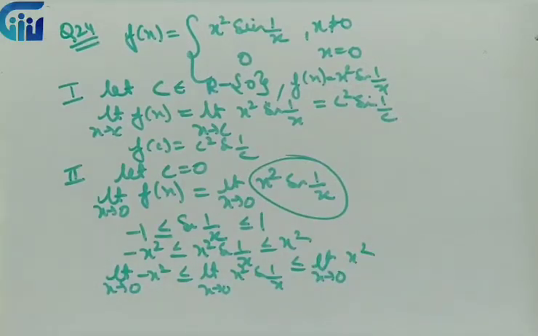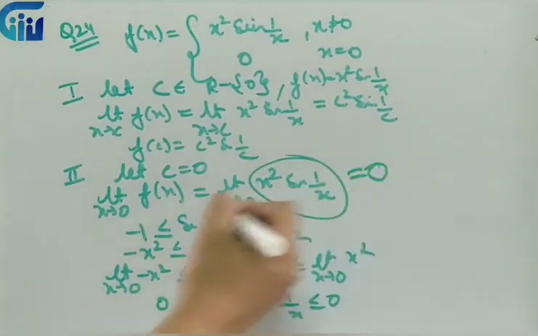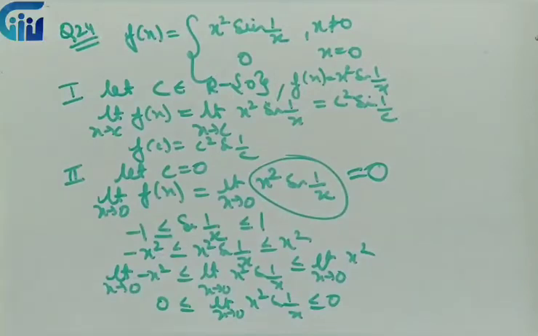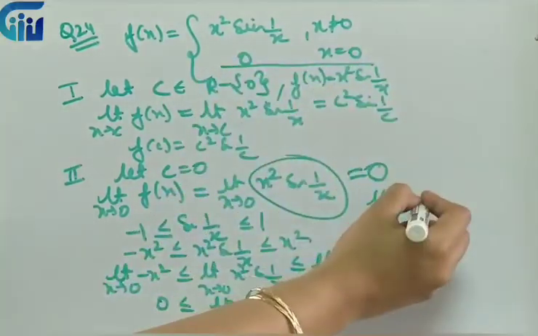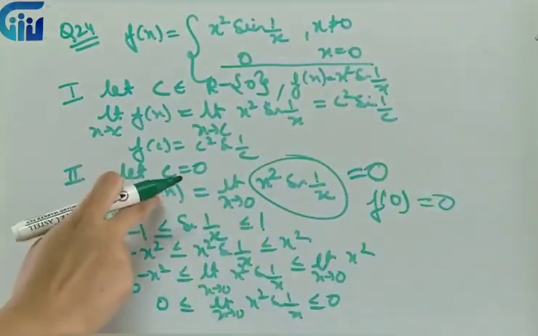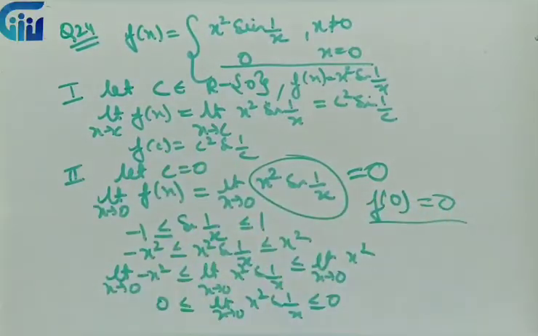Now the moment I put the limit, this will be 0, this will be x square sine 1 upon x, and this will be 0. So what does it mean? The value of the limit is also 0, right? So now the limit is 0. Now f of 0 is given to be 0 over here. So limit x tending to 0 f(x) is equal to f of 0, which is 0.